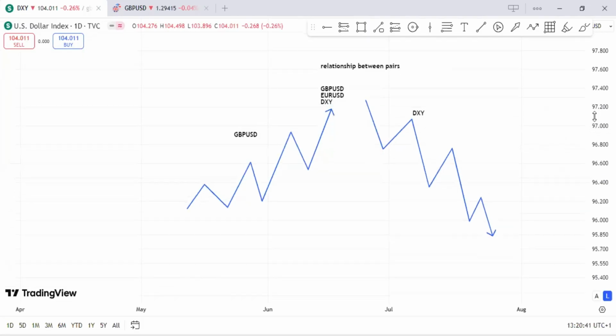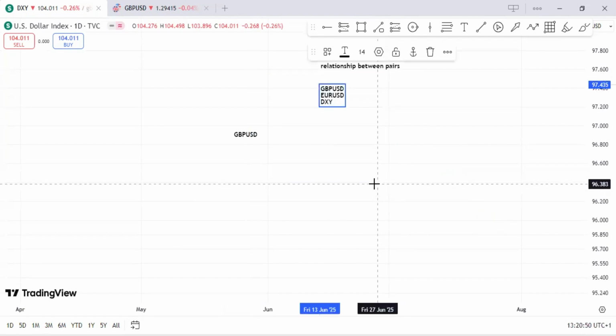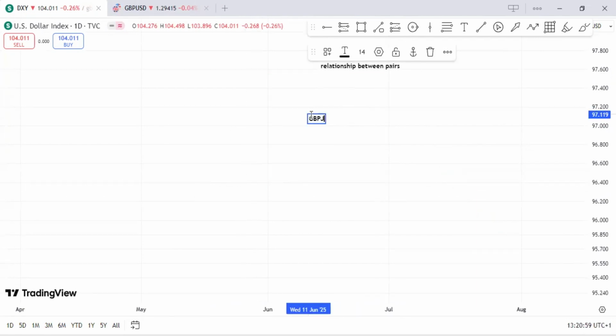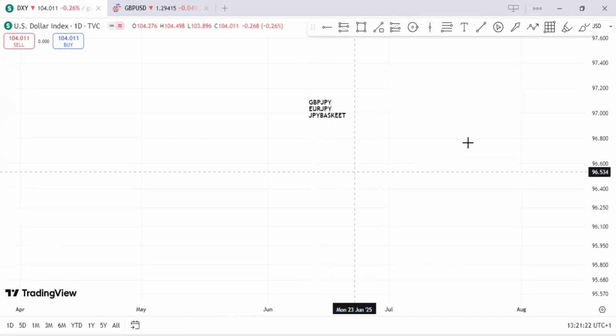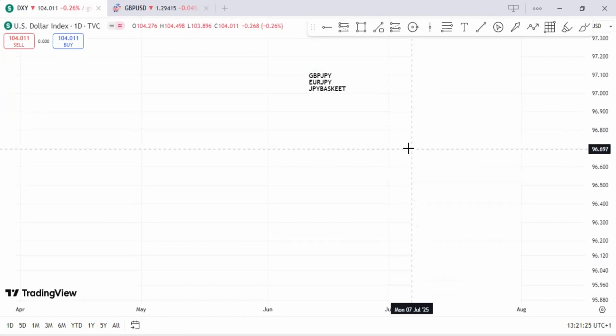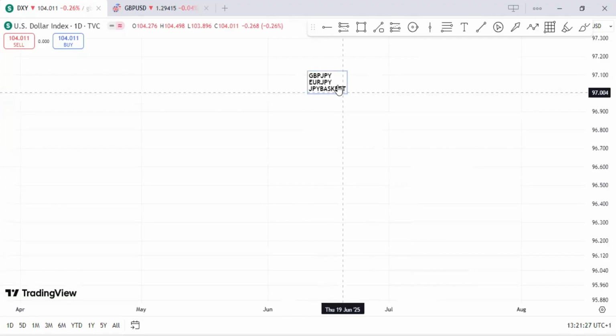I will show you another set of pairs that are related. Another set of pairs that are related is the GBPJPY, the EURJPY, and then you have the JPY basket. So the same way the dollar index stands for the DXY, the JPY basket stands for the JPY.